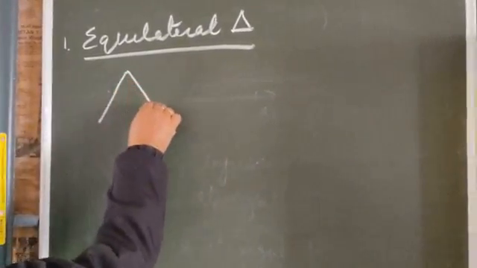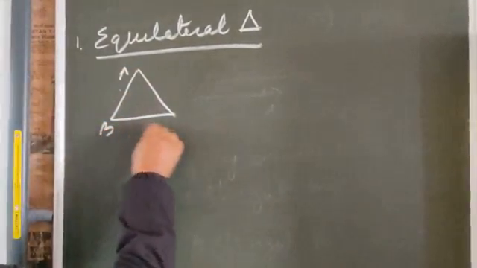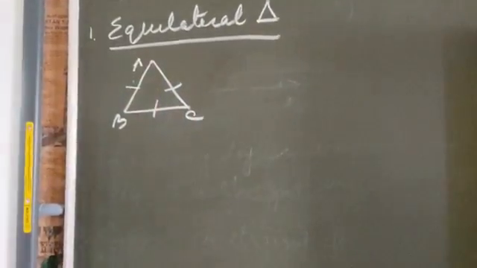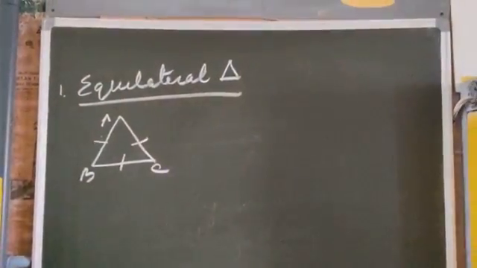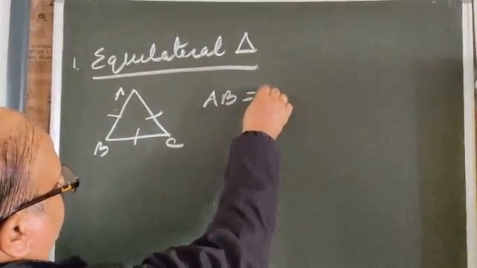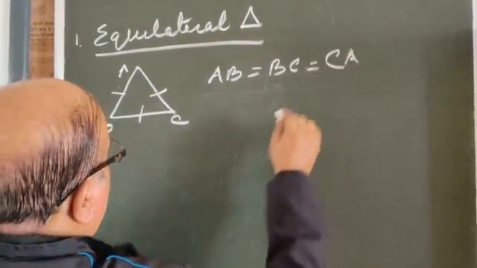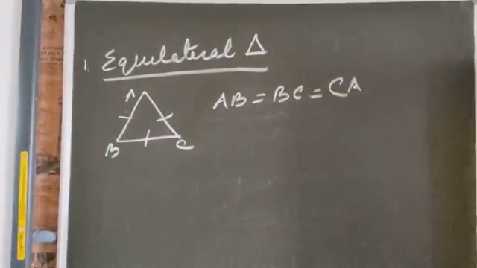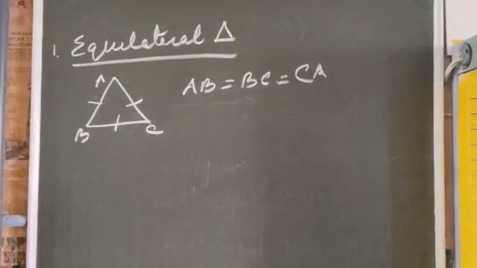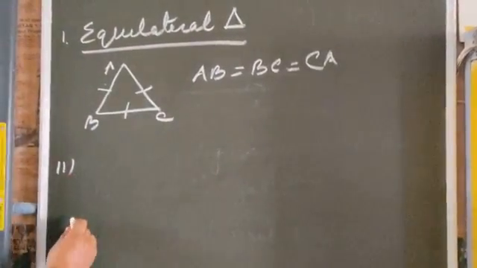Therefore, if you see the triangle here, ABC, it has all the sides the same, and therefore it is called an equilateral triangle. That means AB is equal to BC is equal to CA. A triangle which has all the sides equal is called an equilateral triangle. Clear?